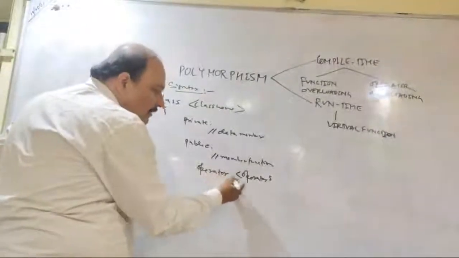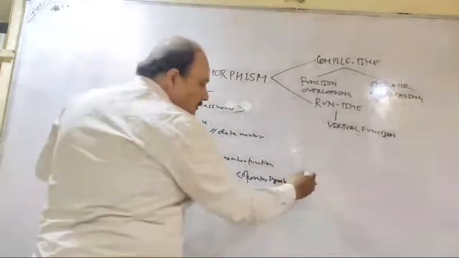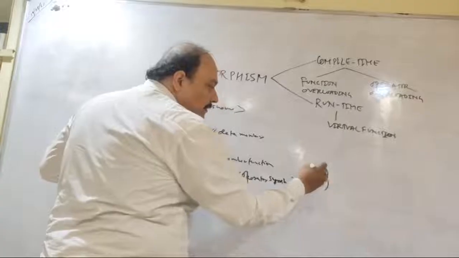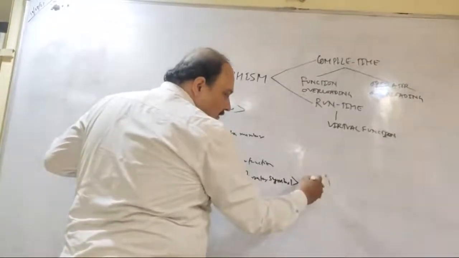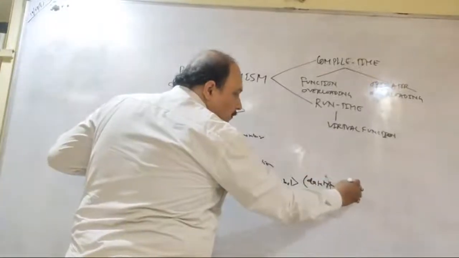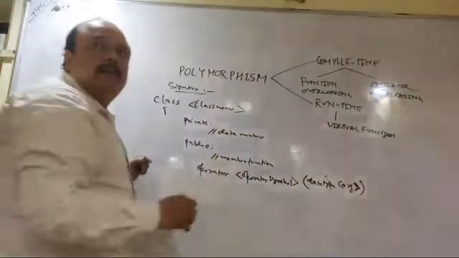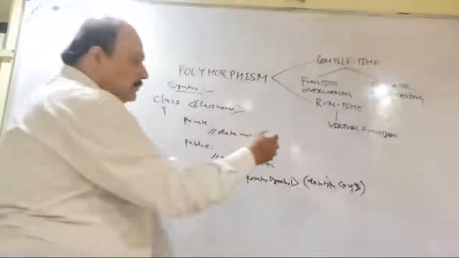Operator is the keyword, then the operator symbol, and if there is any parameter, then the data type and argument, otherwise no need to write here. If there is more than one argument, then they are separated by commas, that is argument 1, argument 2.